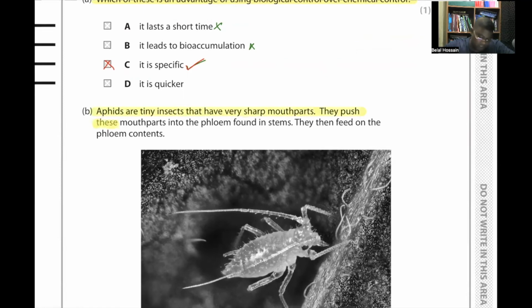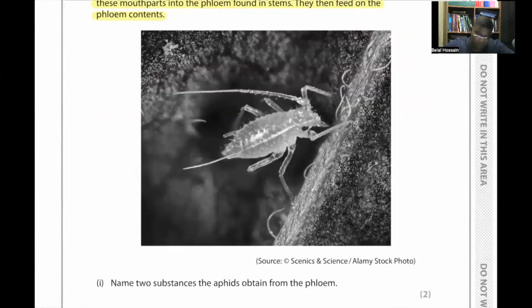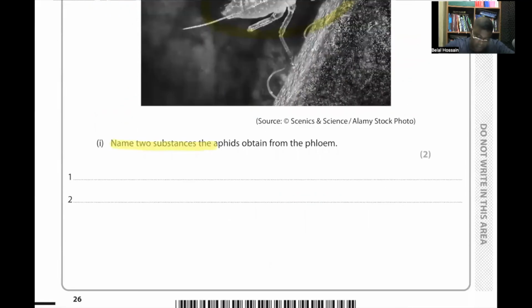Part B. Aphids are tiny insects that have very sharp mouth parts. They push these mouth parts into the phloem found in stems. They then feed on the phloem content. We can see the picture of an aphid. Name two substances the aphid obtains from the phloem.